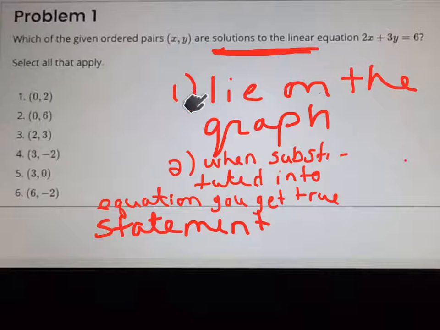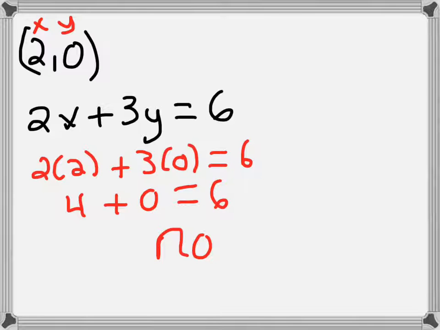You can use either one of these to check and see if these are solutions, but because we don't have the graph for 2x plus 3y equals 6, it would be easier to use method number 2, which means we have to substitute each ordered pair into the x spot in the equation and into the y spot in the equation, and we have to see if we get a true statement. Here we go. So I've got to put the 2 in the x spot, and I'm putting the 0 in the y spot.